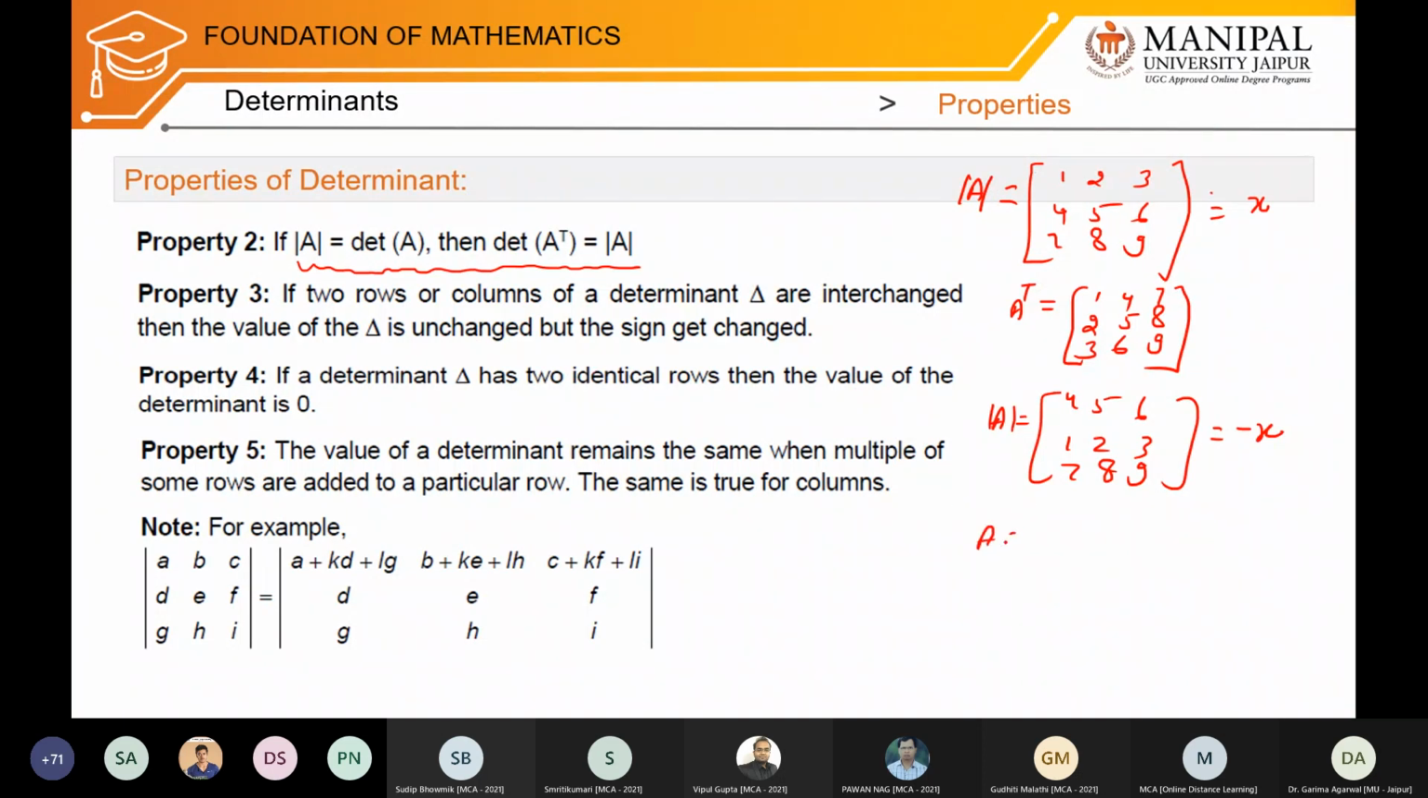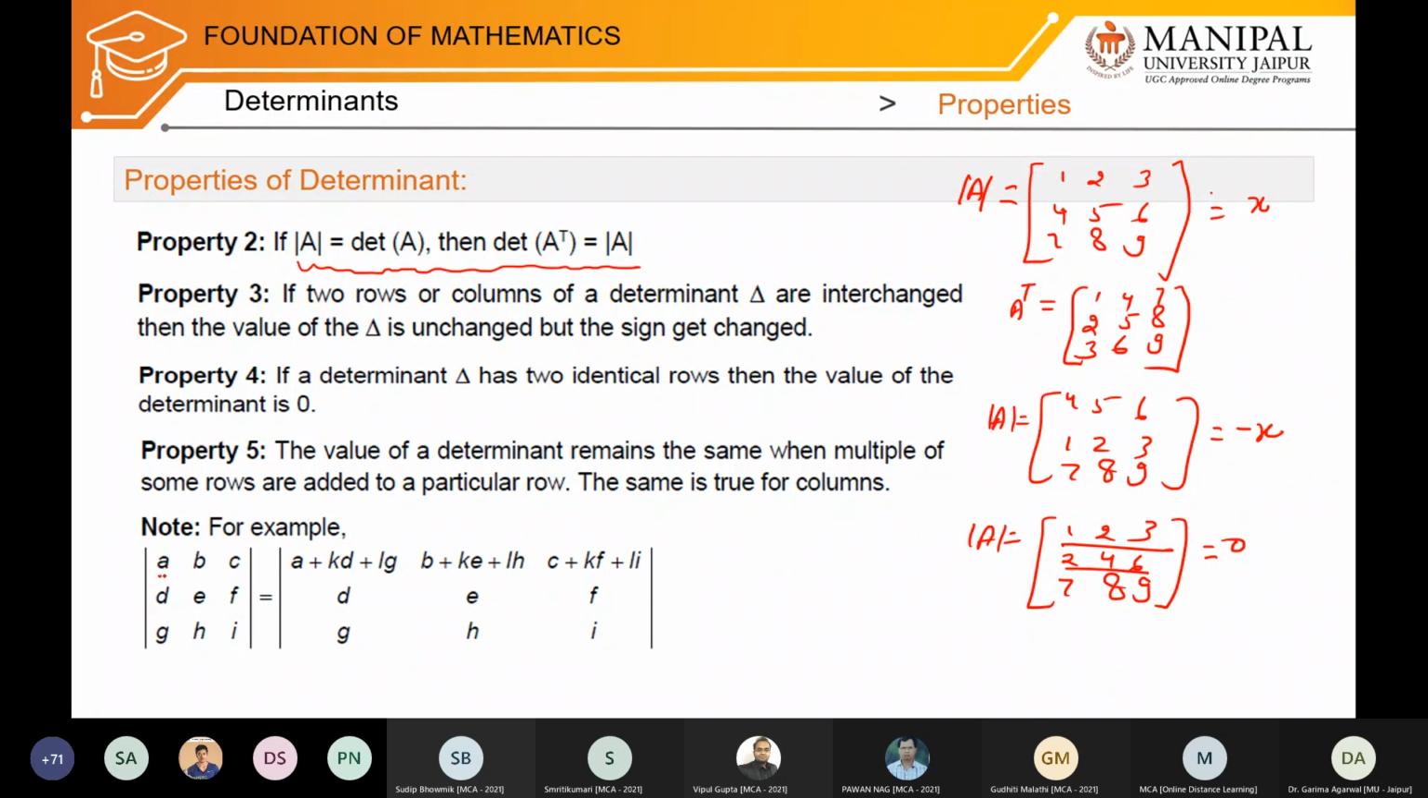Let's say we have a matrix like 1, 2, 3, 2, 4, 6 and 7, 8, 9. These two rows are identical, same. If we take 2 common from the second row, both the rows will be the same. So the determinant of that matrix should be 0. The value of the determinant remains the same when a multiple of some rows is added to a particular row. The same is true for columns.